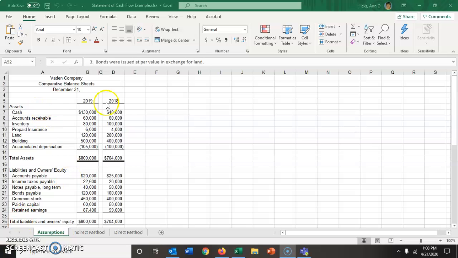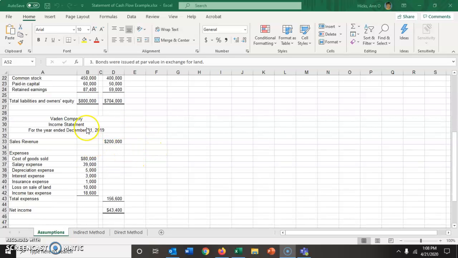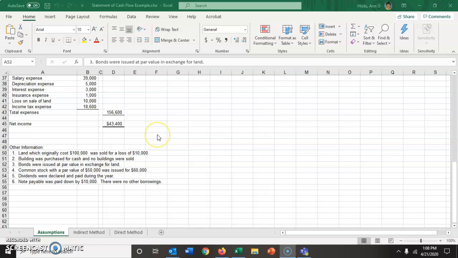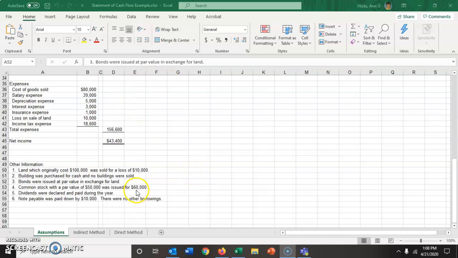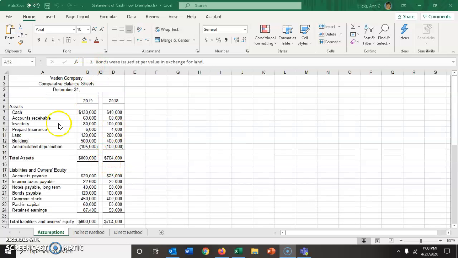The first is the comparative balance sheet. So you'll need the balance sheet at the beginning of the year, which would be the end of the previous year, and the end of the current year. You'll need the current year income statement, and then you will need the general ledger because there are transactional details that you need in order to prepare the statement of cash flows that you don't need to prepare the other statements. So for Vaden Company, what I have given you here is in essence that information.